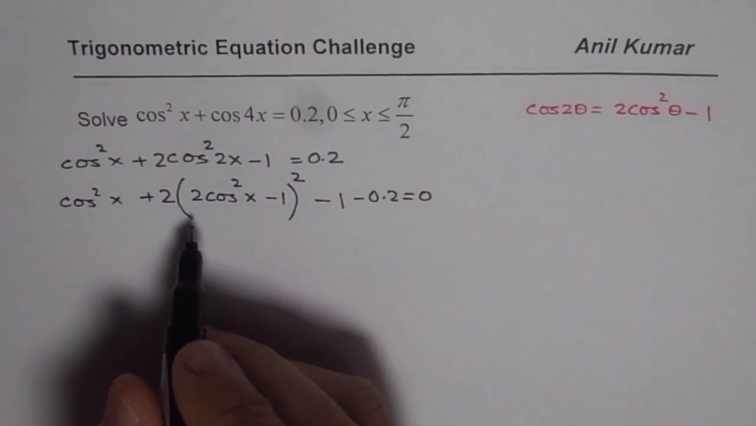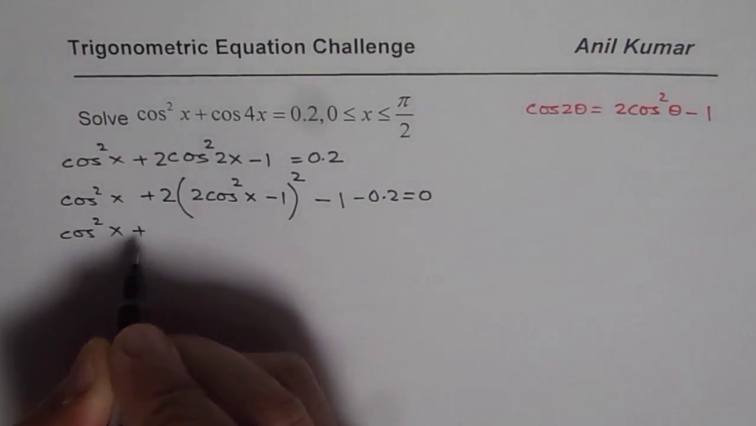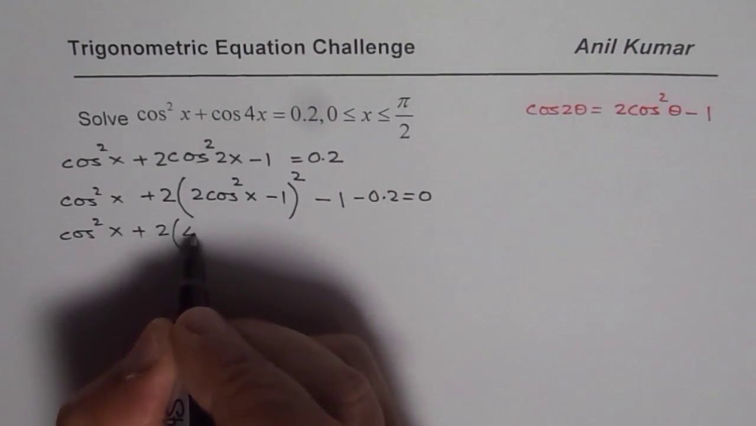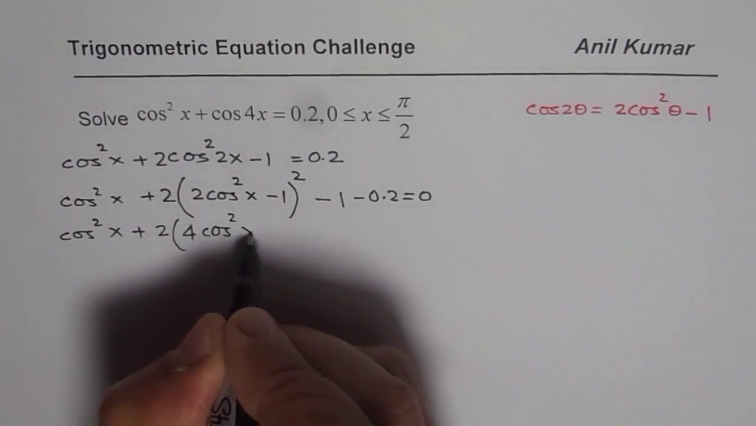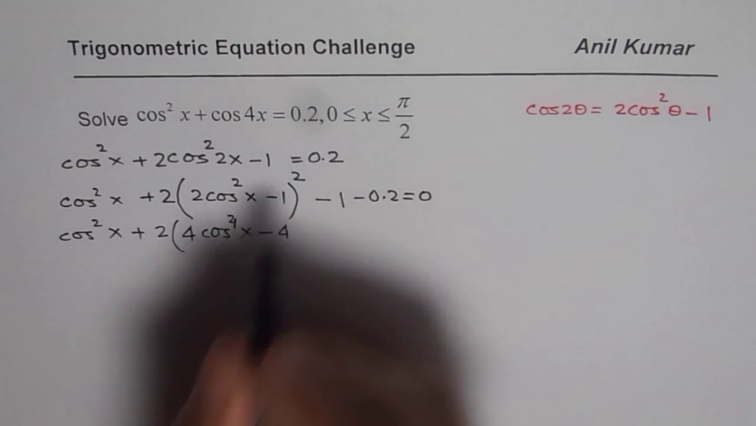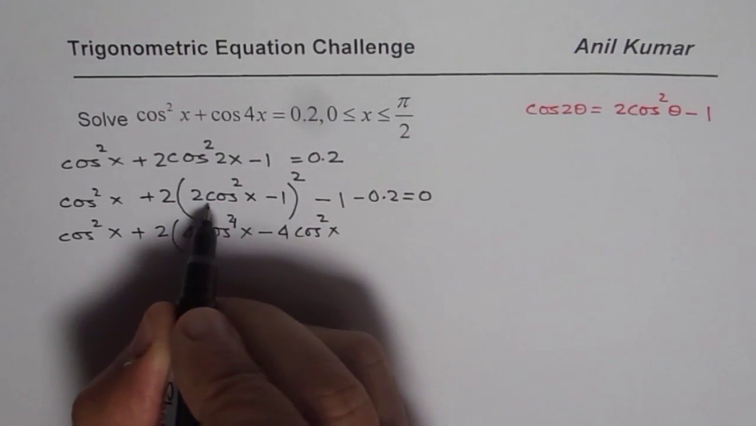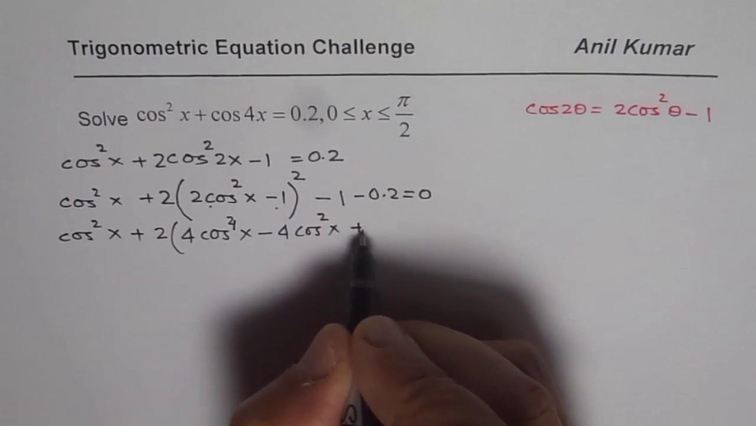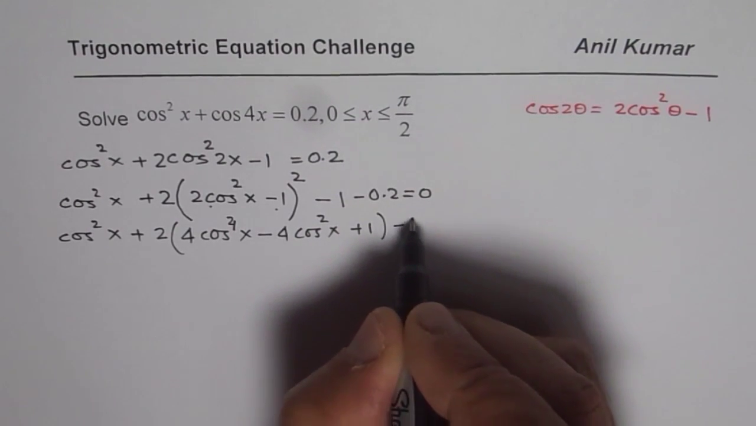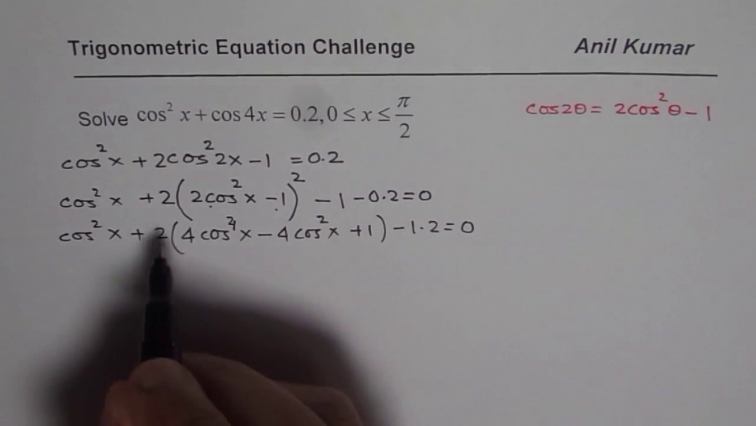Now let us expand it. So we get cos square x plus 2 times, let's expand this square, we get 4 cos to the power of 4 x, square of this, minus 4 cos square x, plus 1, and minus 1 minus 0.2 gives me minus 1.2 equals 0. Let's open this bracket now.